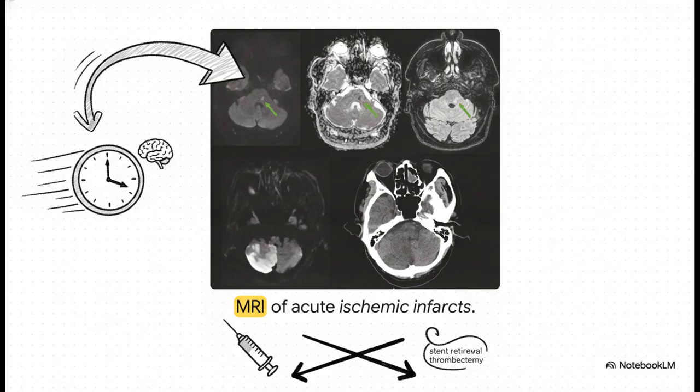MRI is vastly superior to a standard CT scan for identifying these early ischemic infarctions, particularly in the posterior parts of the brain. And catching this early dictates time-sensitive, literally life-saving treatments like intravenous thrombolysis or stent retrieval thrombectomy. Always remember, time is brain.